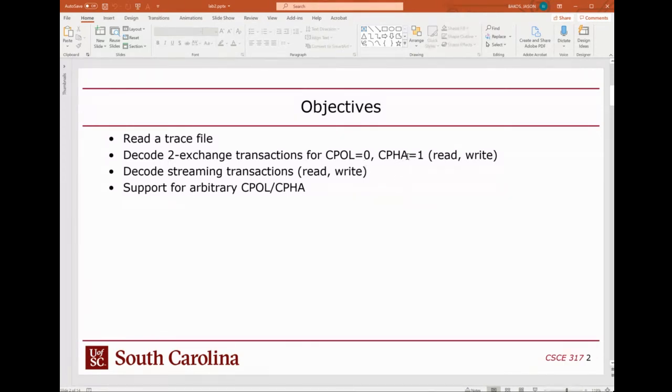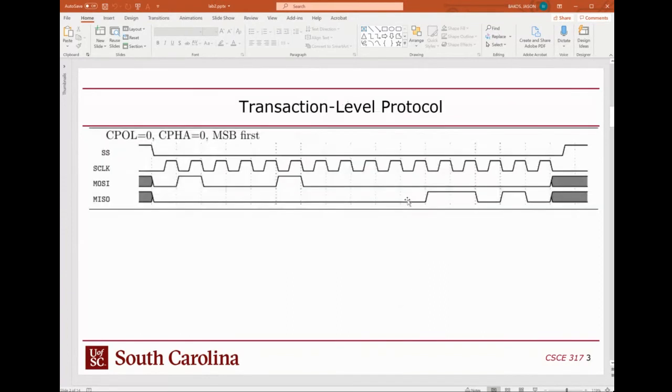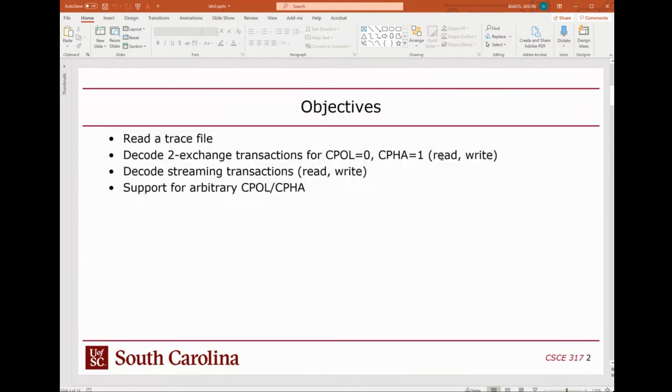Was it 0 and 1? Did I get it wrong? Hang on, I'll double check it just to be sure. No, you're right. It's 0 and 0 actually. Sorry. Yeah, Charles, if you could double check that, that'd be great. I might have written that down wrong.